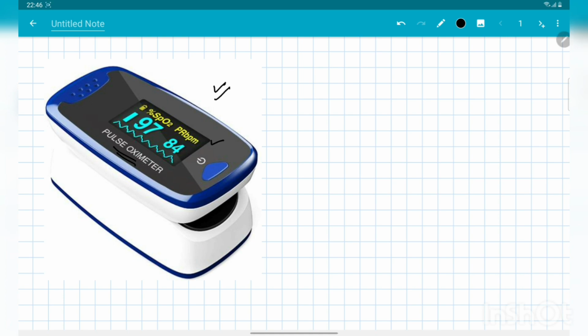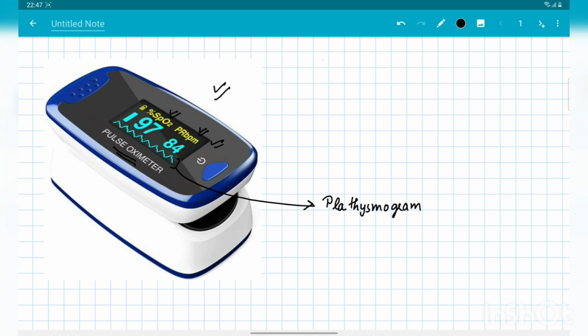As you can see in this monitor here, there are these three things. One is this SpO2, the percentage saturation of oxygen in the blood, and this is PR, the pulse rate. Now there is this graph kind of thing below. This is basically the plethysmograph, and this is the pulse waveform. So these are the three things that this pulse oximeter measures.